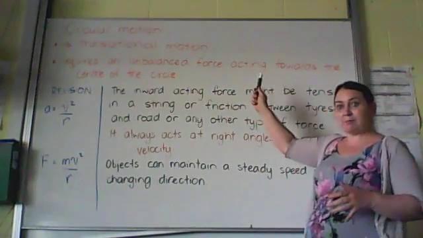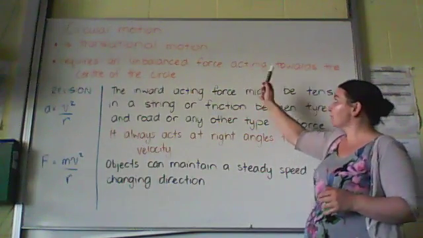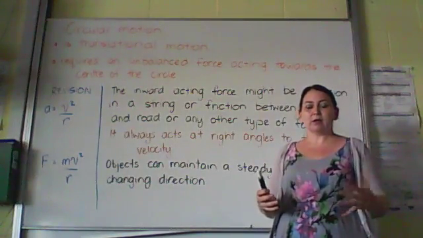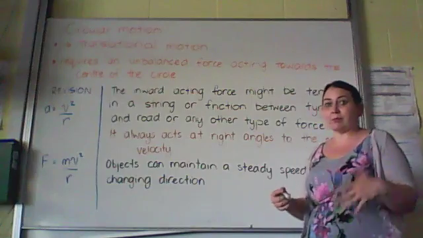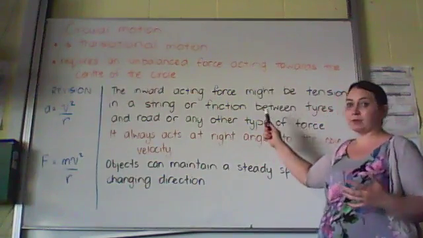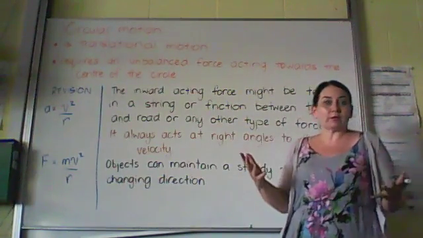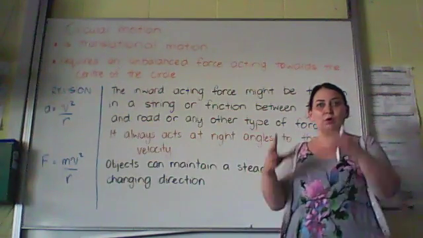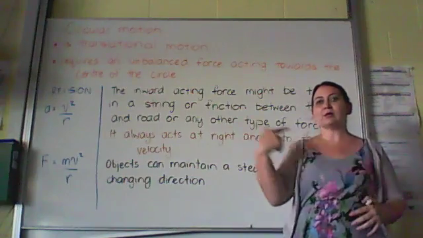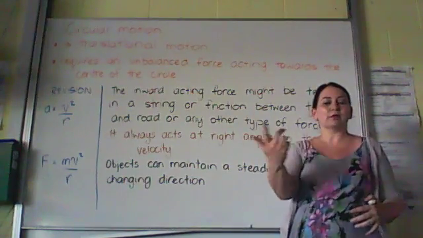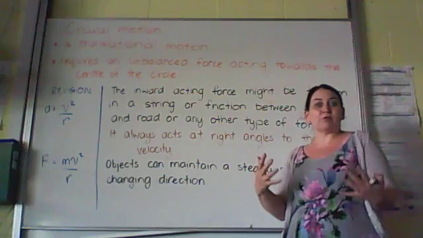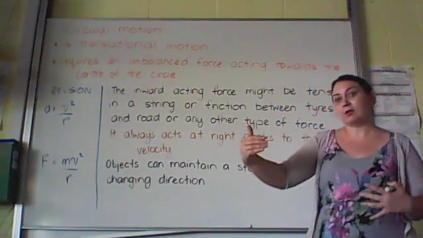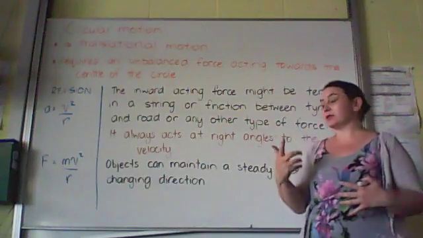It requires an unbalanced force. The unbalanced force acts towards the centre of whatever the circle is. So this unbalanced force can be provided in a number of ways. It could be an object on a string. So if you've ever played that game with the tennis ball on the peg and you hit it around, that's circular motion. Okay, the string is providing an inward acting force from its tension. You hit it sideways and it turns in a circle.